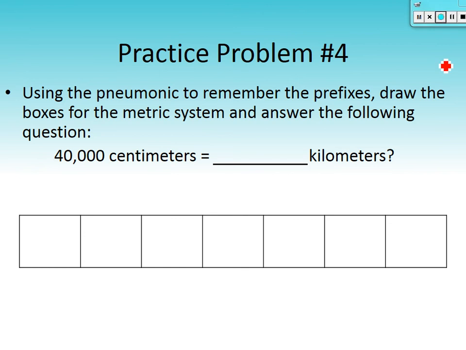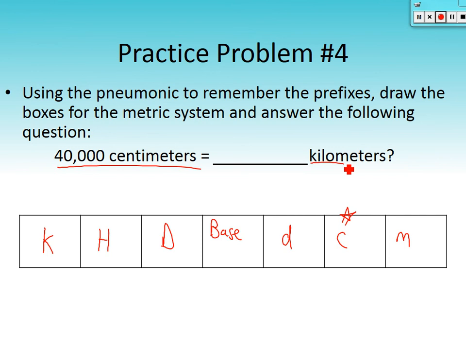Okay, so hopefully you've tried that on your own by now and you have an answer. Let's see if you got it right. So first of all, killer hippos die by drinking chunky milk. We're starting with 40,000 centimeters. Centibox is right here. And we want to know how many kilometers that is. Well, the kilo box is right here.